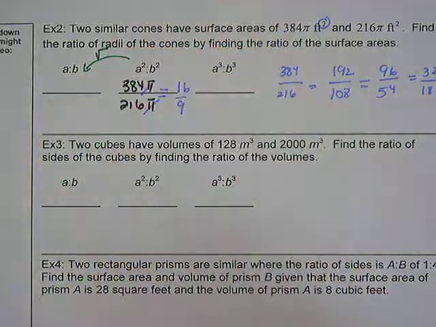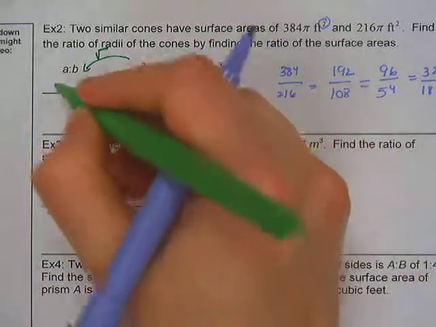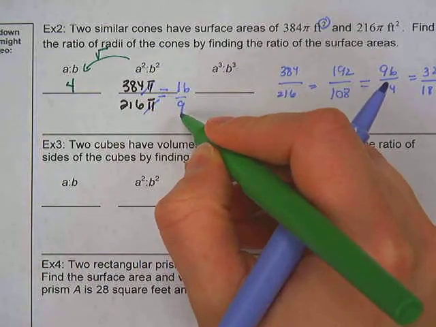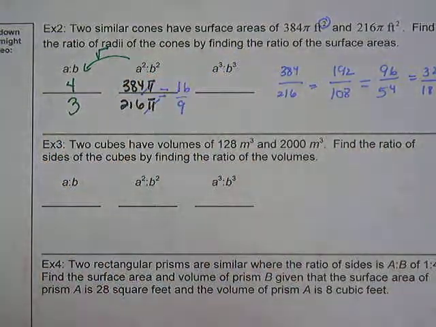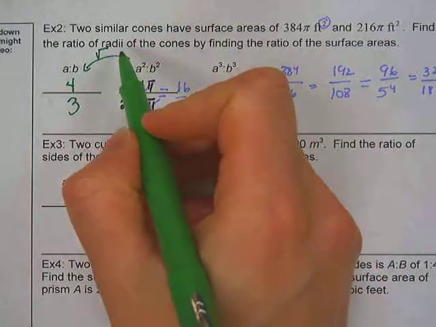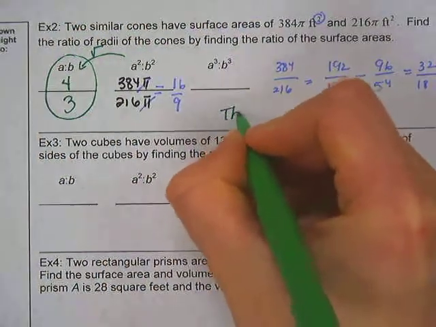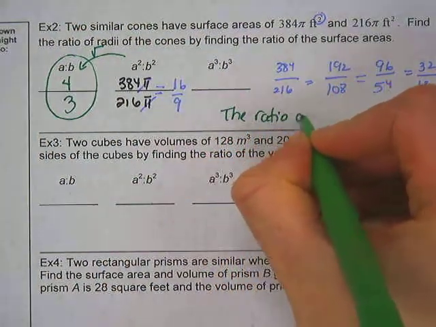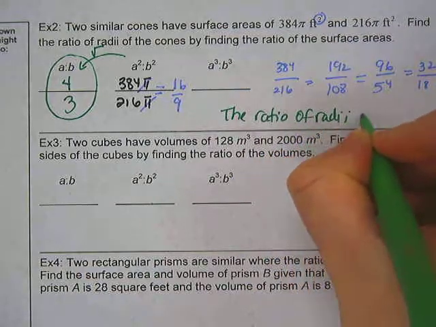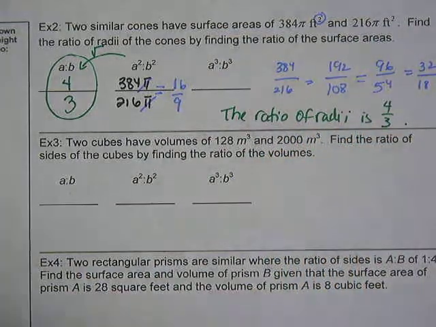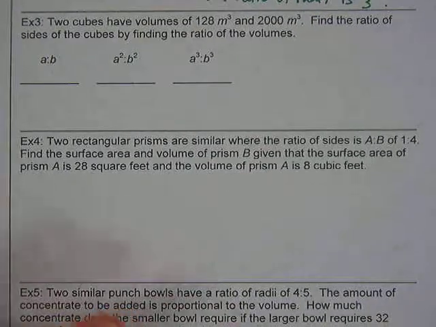Now, hopefully you've already watched the first video and you remember how to go from this column to the first one. So I'm going to square root both the top and the bottom. The square root of 16 is 4, and the square root of 9 is 3. So my answer is going to be 4 to 3, because I want the ratio of radii, and this is a radii number. You can write it as 4:3 as well. That would be acceptable.